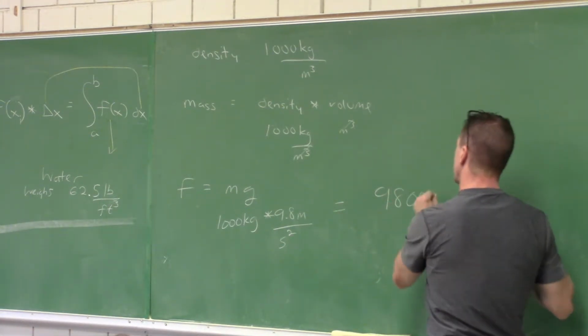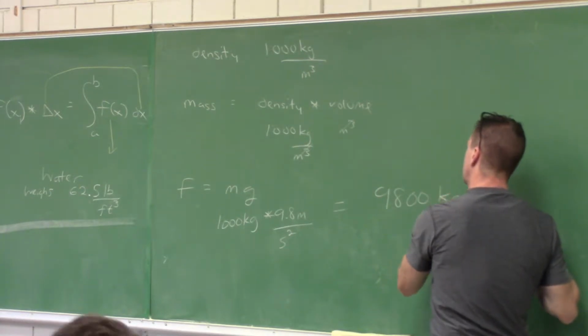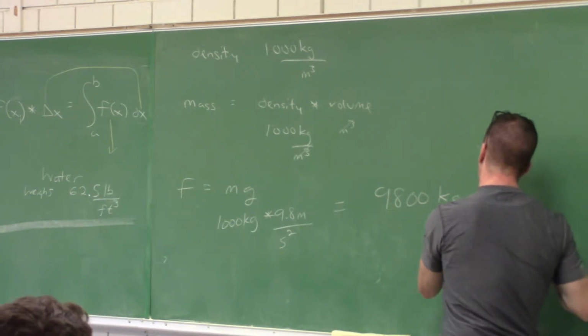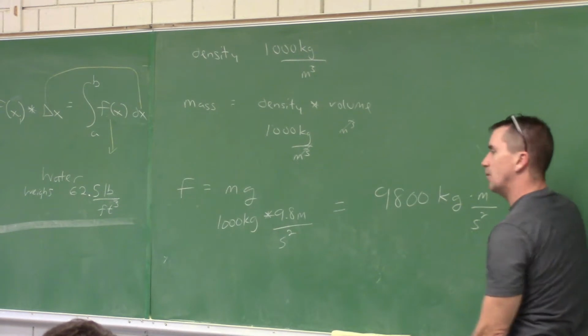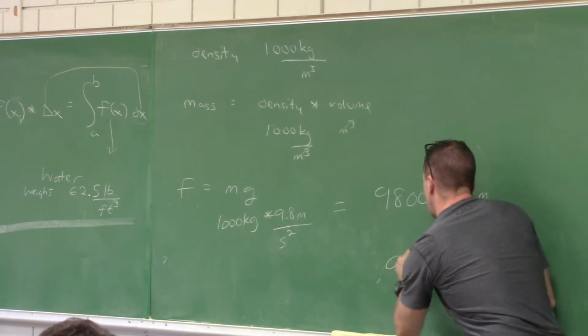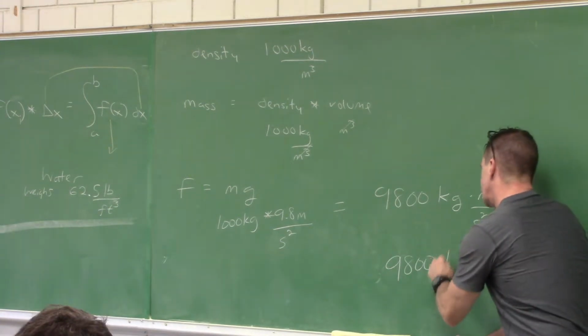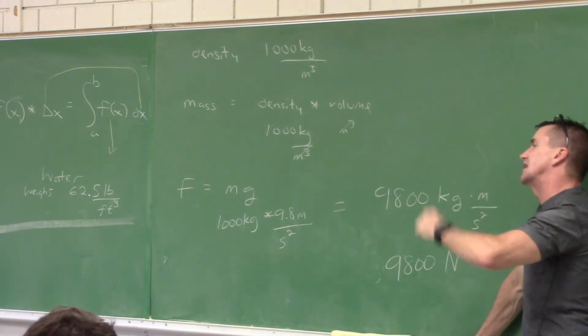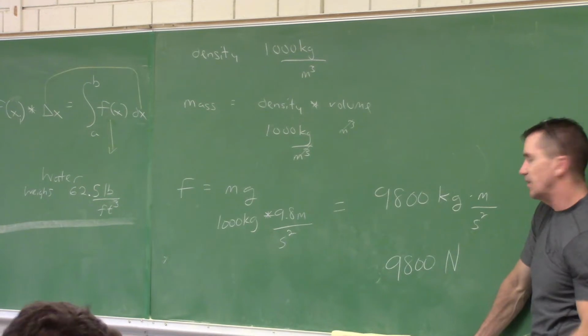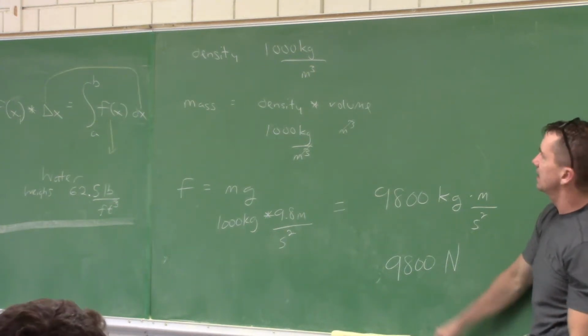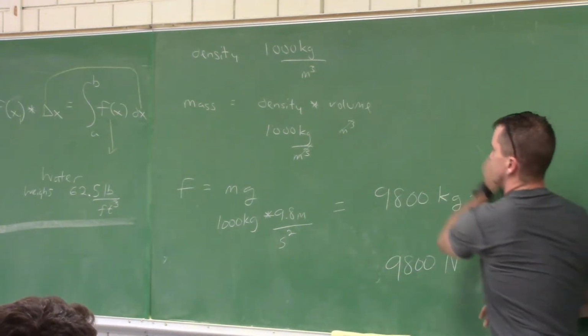9,800 units look like what? Kilograms dot m over seconds squared. And I want to tell you there's a unit for that. That's equivalent to the kg dot m over s squared, and it's a big N. What's big N stand for? Newtons. So, to keep it simple, I got a lot of writing on this board right here.